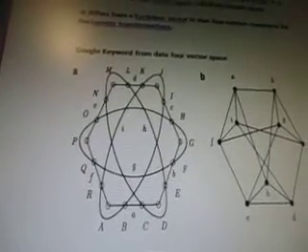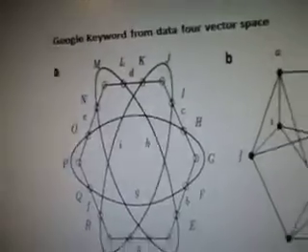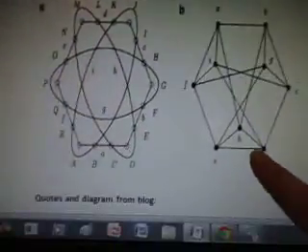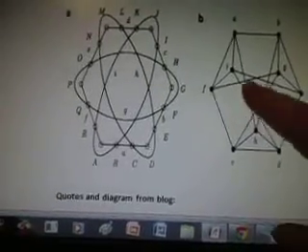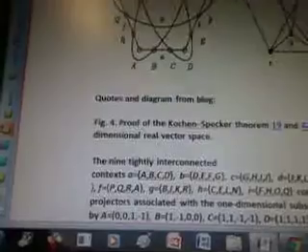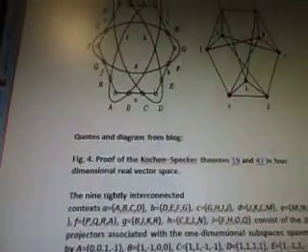So I'm going to Google the keyword from the data for 4-vector space, and up come these interesting graphs. Now look at the shapes of them. Do you see that? Isn't that cool? See this? We've been looking at these shapes for this design, right? UFO design. Quotes and diagram from the blog.